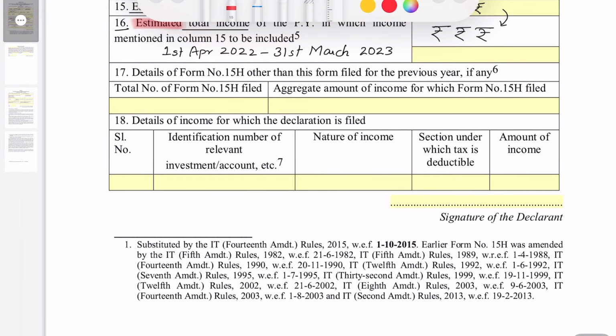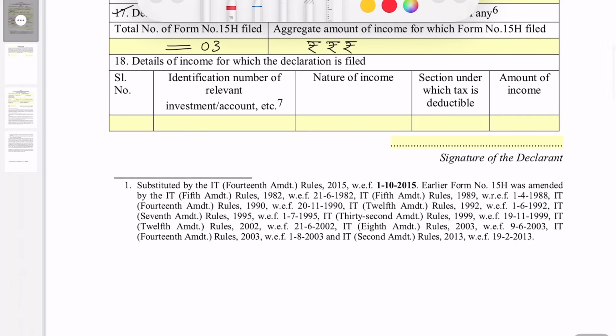Now point number 17 is simple. If you have filed any other 15Gs or any other 15H forms for your father, for instance, he may have FDs in different banks, and you have filed Form 15H in a different bank, all those details you're going to mention here. So if it is 1 form, 2 forms, 3 forms, just write whatever it is, and then whatever is the aggregate amount for which these forms have been filed. So that's going to be mentioned here.